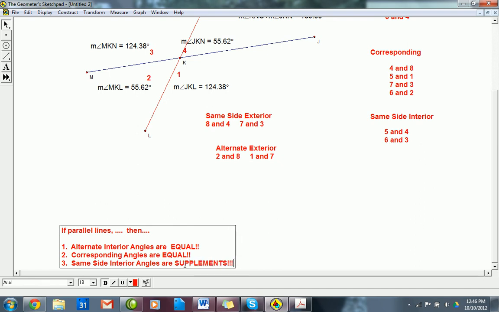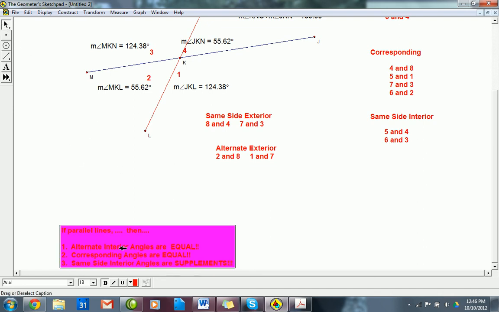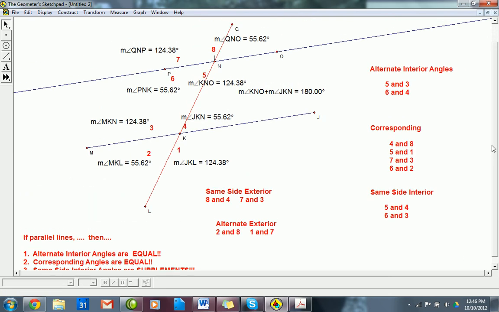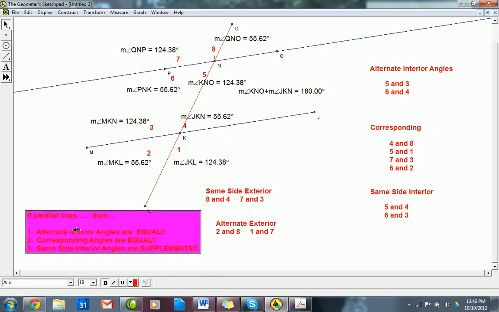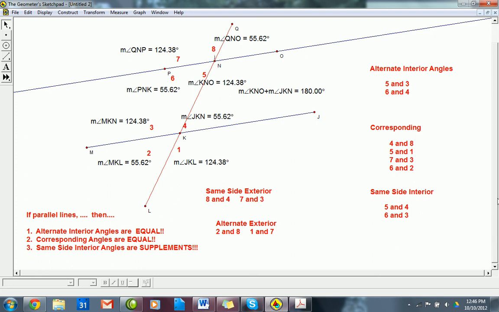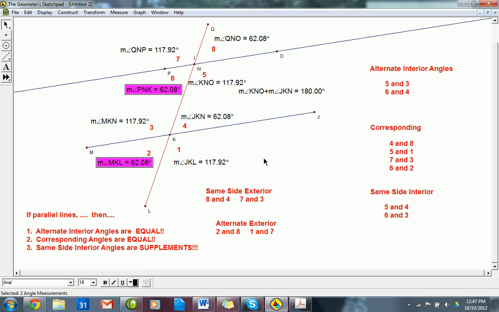Okay. So basically, if we have this diagram, two parallel lines cut by a transversal, as long as the lines are parallel, then any two angles have to be congruent or equal. Excuse me, equal or supplements. Alternate interior angles are equal. Okay, so 5 and 3 will be equal. They're alternate interior angles. 4 and 6 will be equal. Alternate interior angles. Corresponding angles will be equal. 8 and 4. 5 and 1. 7 and 3 corresponding as well. Equal. And 6 and 2 corresponding. Equal. As long as the lines are parallel.